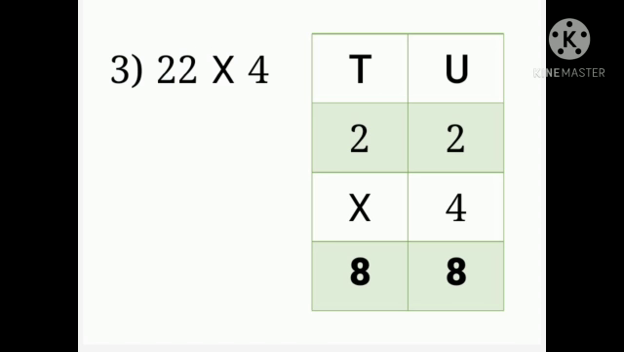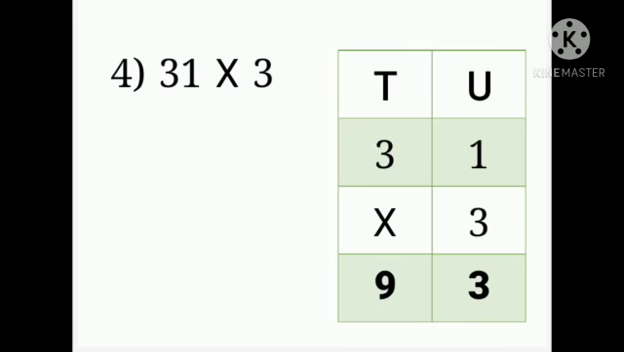Let's move on to the next one. 22 multiplied by 4. Arrange numbers properly in the columns and start from units place. So 4 multiplied by 2 is 8. Again 4 multiplied by 2 is 8. Therefore, 22 multiplied by 4 is 88.